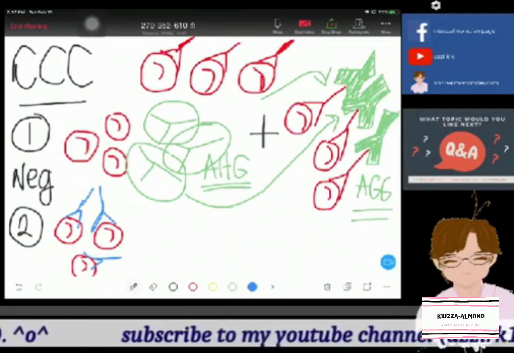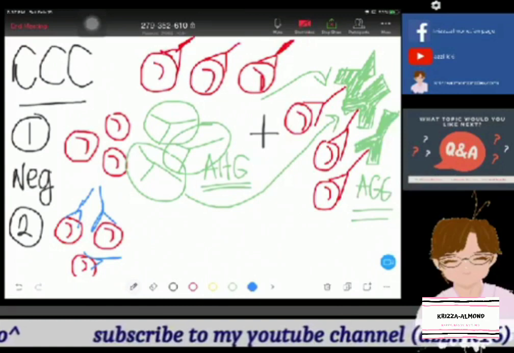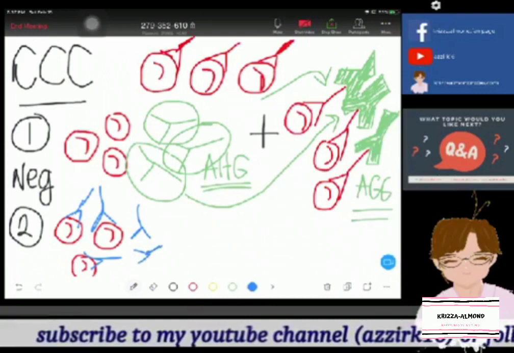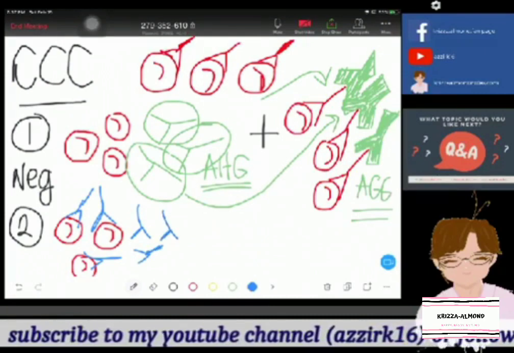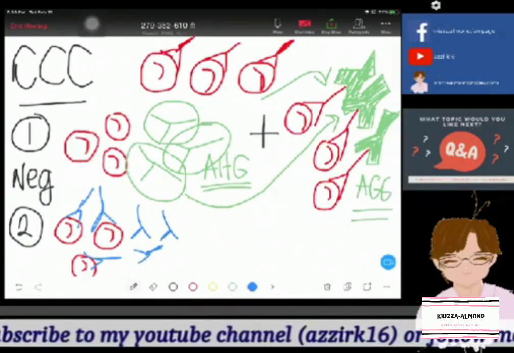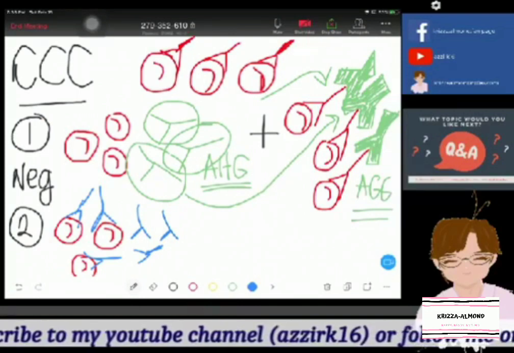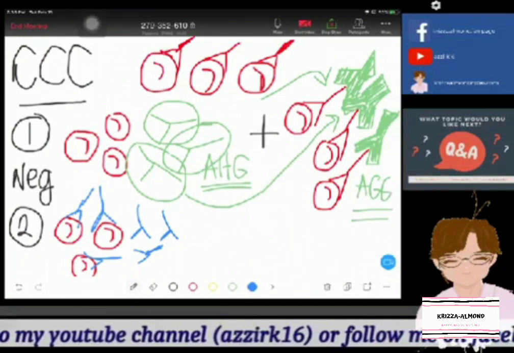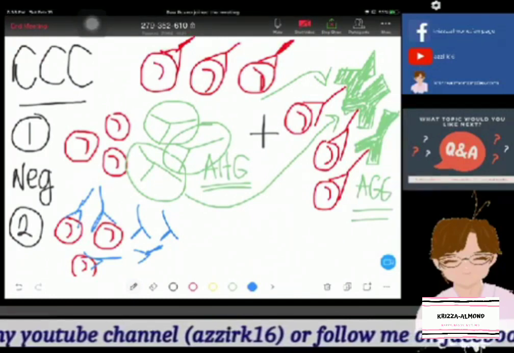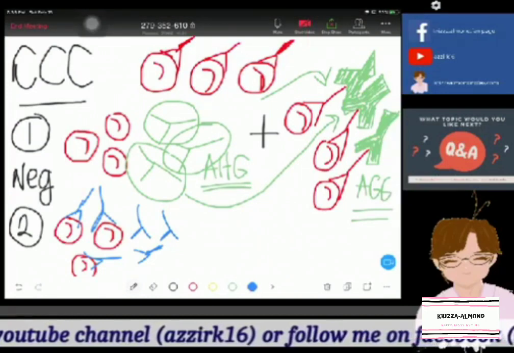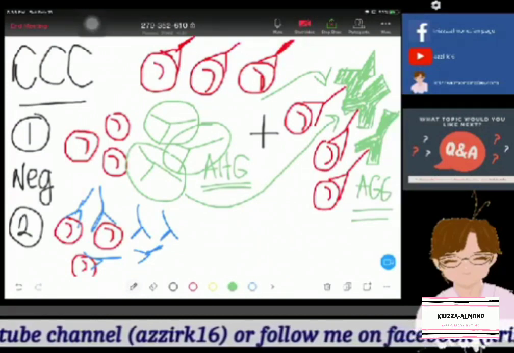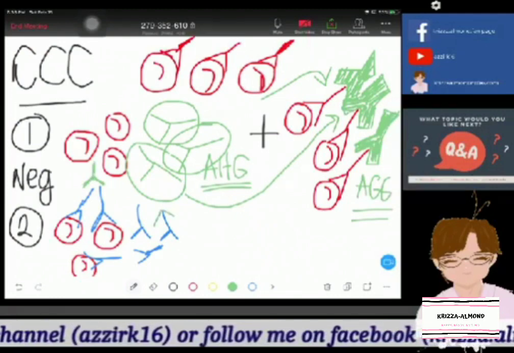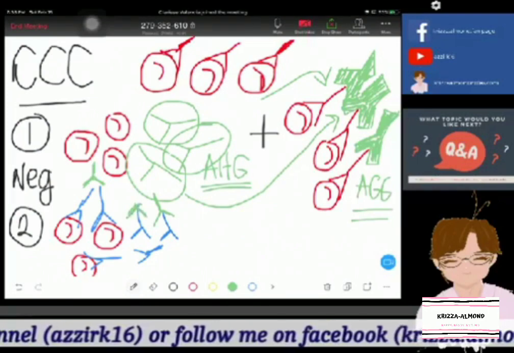Alright? Pero nung ginagawa ni MEDTECH yung direct antiglobulin test, nakalimutan niya mag-wash. Di ba sabi natin, ang purpose ng washing is to remove unbound. If you omit that procedure, yung mga unbound or single antibodies sa specimen ay hindi matatanggal. Kaya pagdagdag mo ng anti-human globulin, dun siya kumabit sa mga single na antibodies.